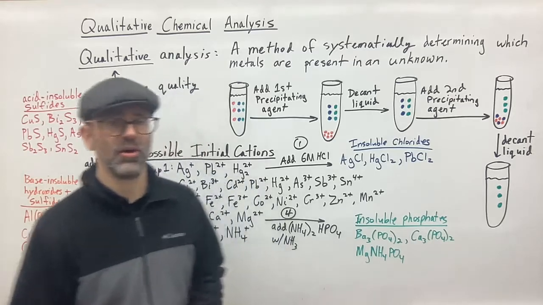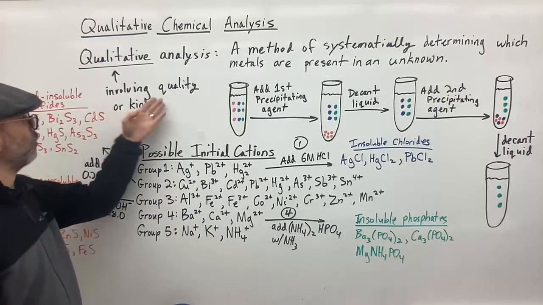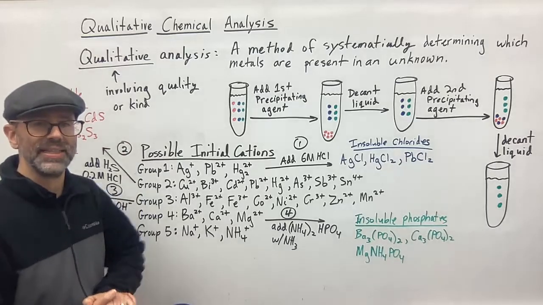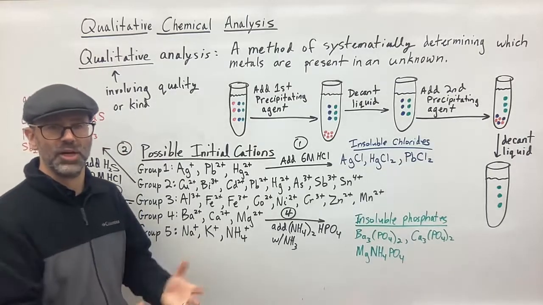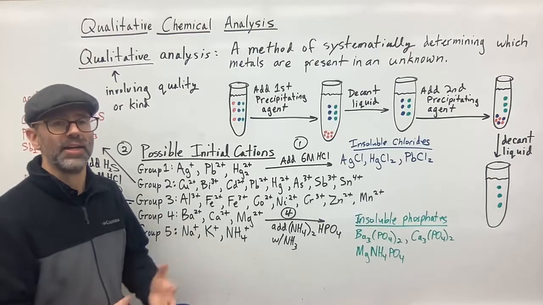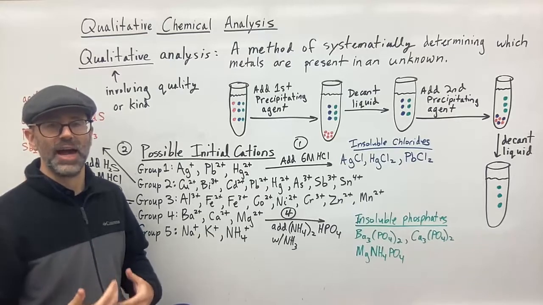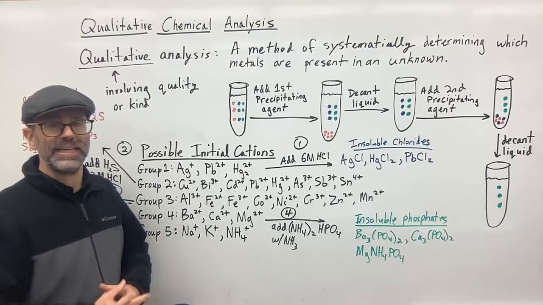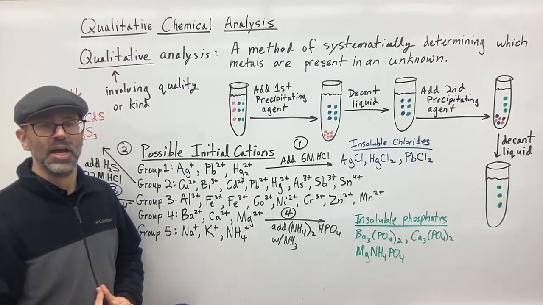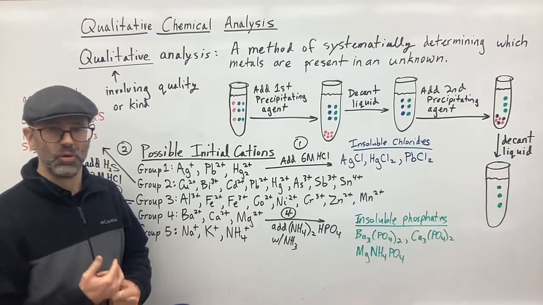So why is it called qualitative? Well, it's called qualitative because it's involving a quality or a kind. So basically, you're running tests not to figure out how much of the ion you have in solution, but just what kind of ion you have in there. So if you're trying to find out how much was actually in your solution, that would be a quantitative analysis. But all we want to know is if the ion is present or not.